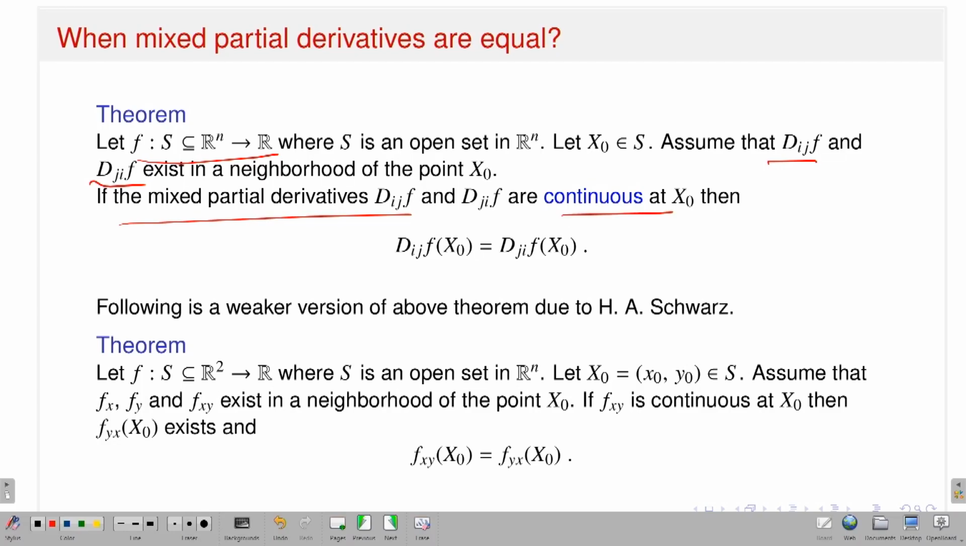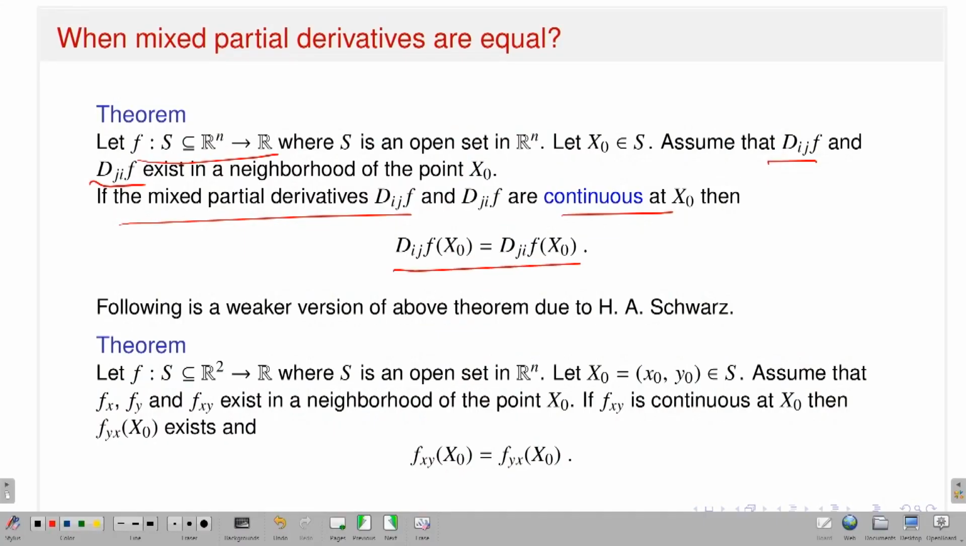Now, if I want to talk about the continuity of some function f at some point, that means the function should be defined in a neighborhood of x naught. So the theorem says that if I have a function f from a subset of Rn to R, and suppose dij and dji, both mixed partial derivatives, exist in a neighborhood of x naught, along with the fact that both of them are continuous, then I can say that yes, these two mixed partial derivatives are always equal. So that is the one theorem.